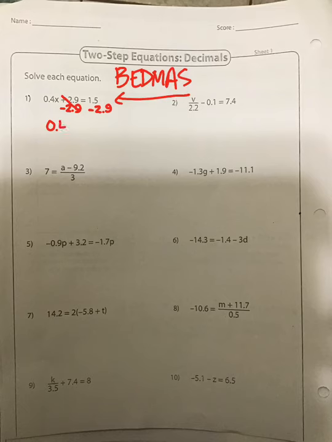I'm going to have 4/10 x. And on this side over here, I'm going to have 1 and 5/10. I'm going to subtract 2 and 9/10. I'm going to have negative 1 and 4/10.